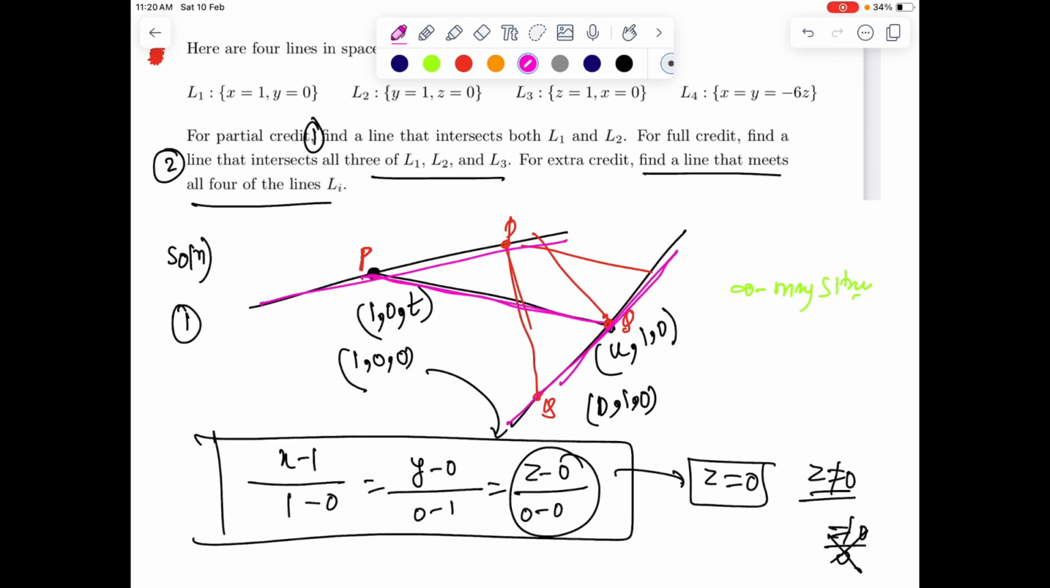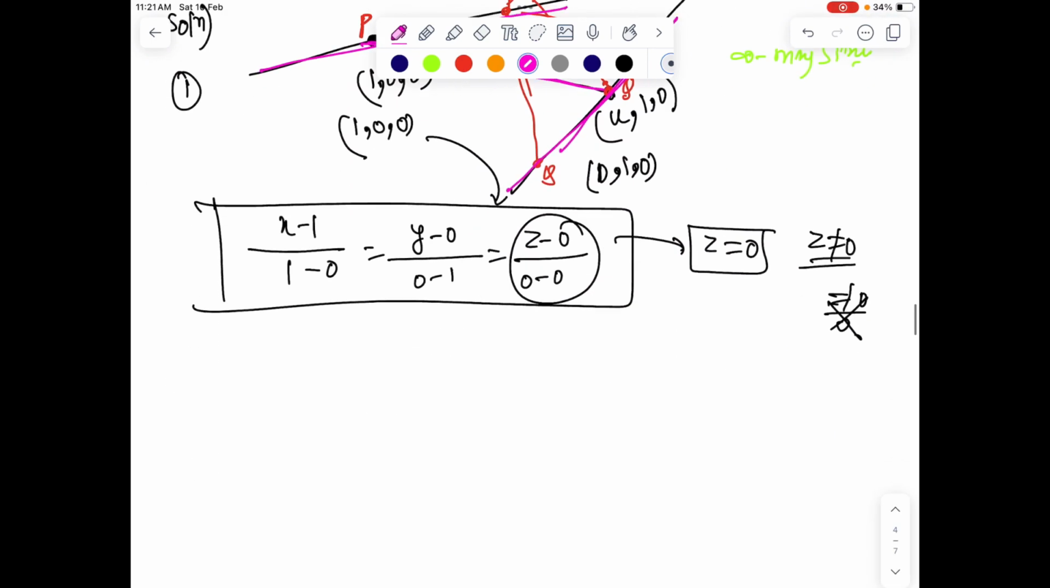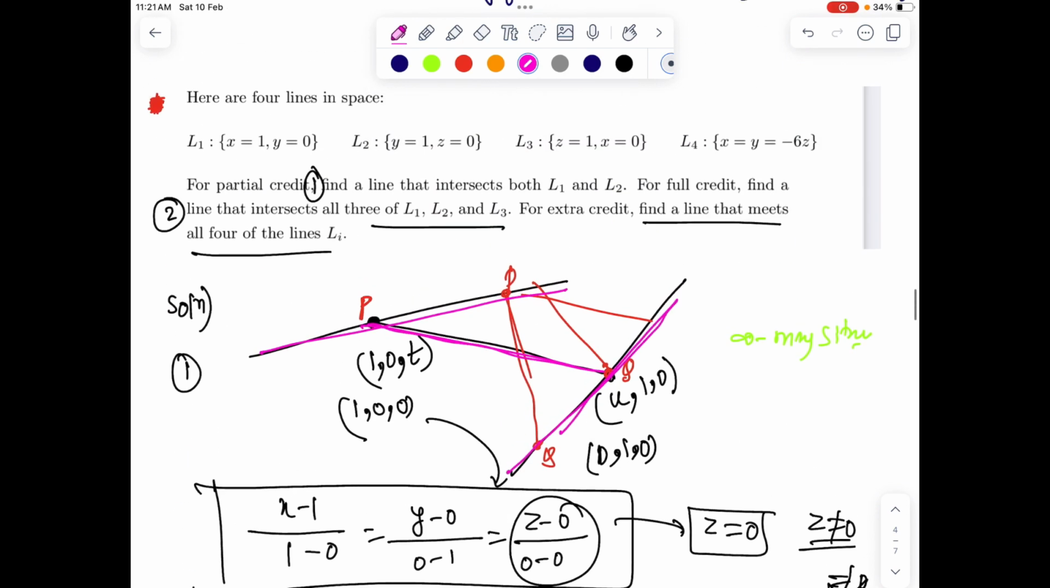A better question that you can solve is, as point P moves along this line and point Q moves along that line, the line PQ will generate a surface. Find the locus of that surface.